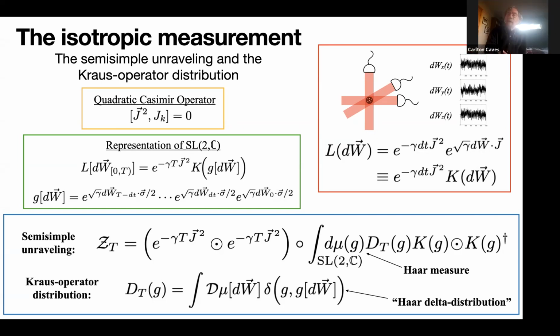So if you look here in that green box, representation of SL2C, you will see a whole sequence of outcomes and their Krauss operators multiplying up to give G of dW. You could convert that G of dW into whatever representation you're in, but let's just leave it there for the present. The point is that G of dW is labeled by this long path of outcomes.